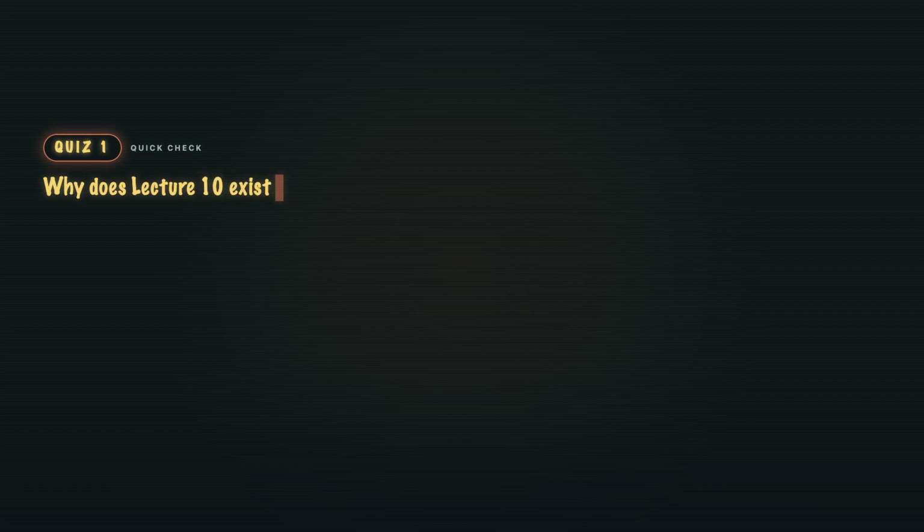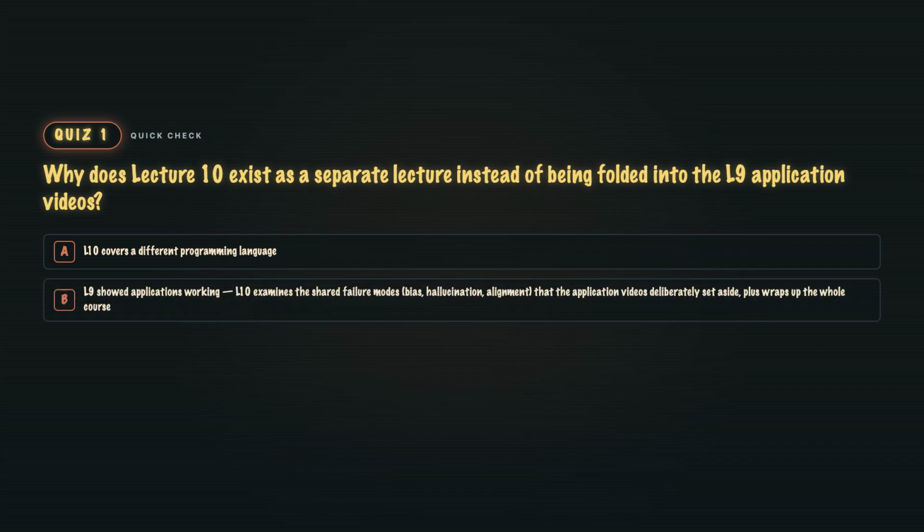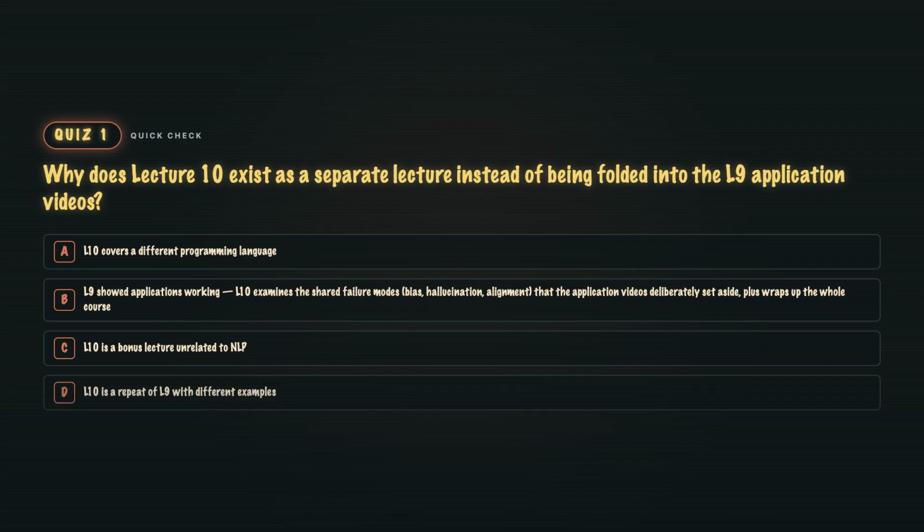Quiz 3. Why does Lecture 10 exist as a separate lecture instead of being folded into the L9 application videos? A. L10 covers a different programming language. B. L9 showed applications working. L10 examines the shared failure modes, bias, hallucination, alignment, that the application videos deliberately set aside, plus wraps up the whole course. C. L10 is a bonus lecture unrelated to NLP, or D. L10 is a repeat of L9 with different examples.